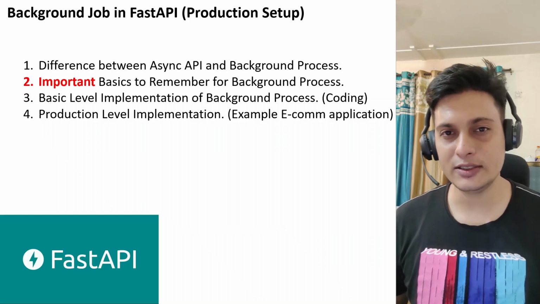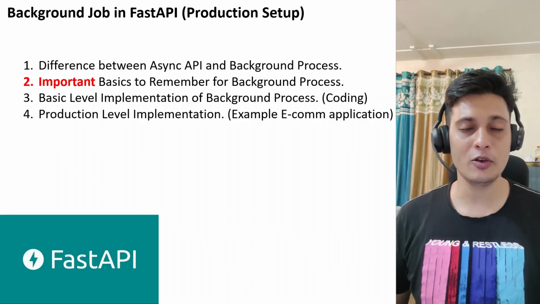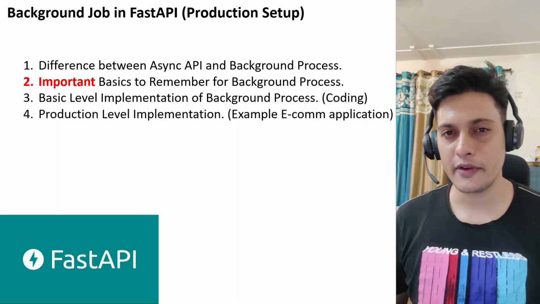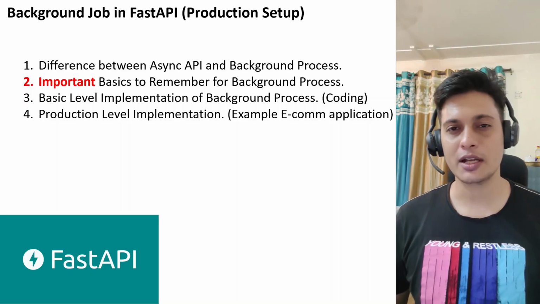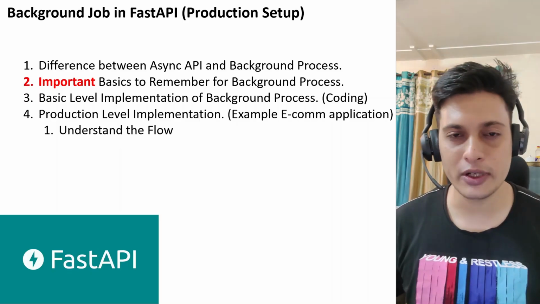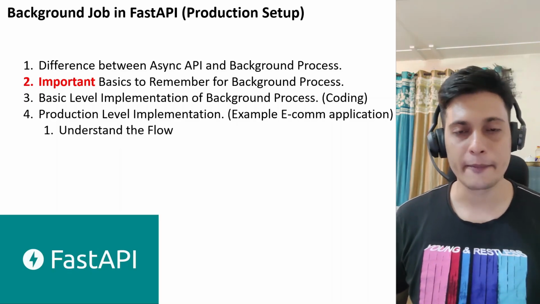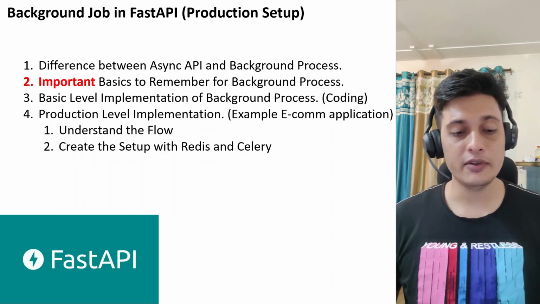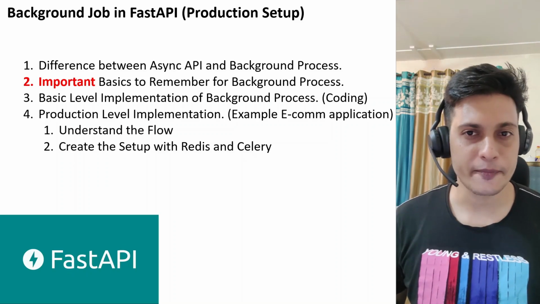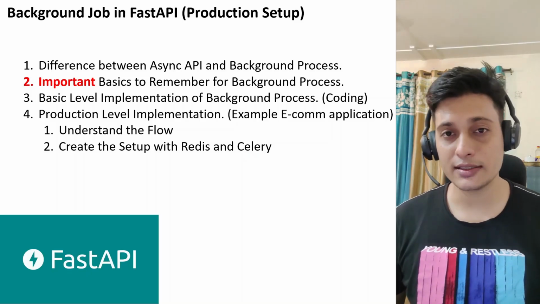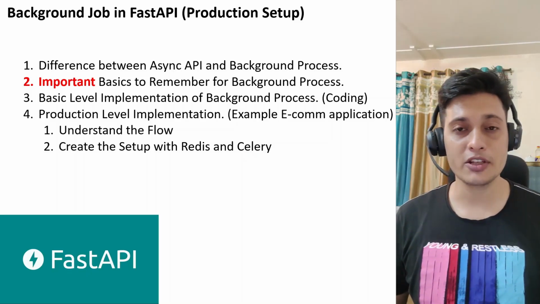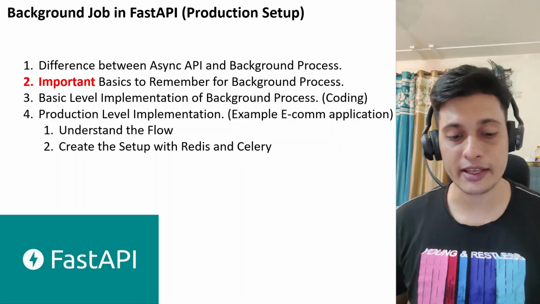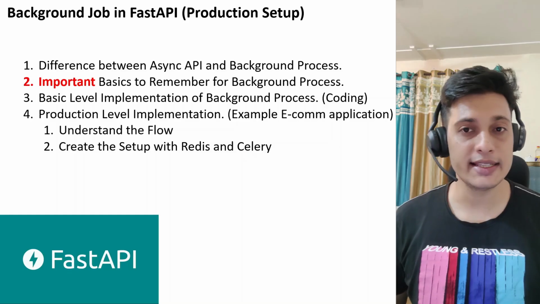Once all these things are completed, we will go to the heavy task, that is the production-level implementation. When this comes, the first thing we need to do is understand the flow. Once we have understood the flow, we will create the setup for it. In a production setup, we are going to need many more components than the setup we already have, like Redis and Celery.